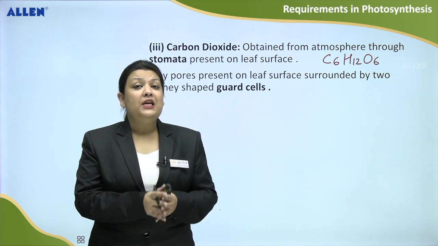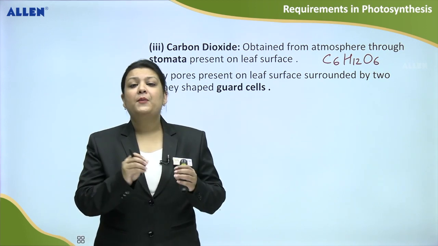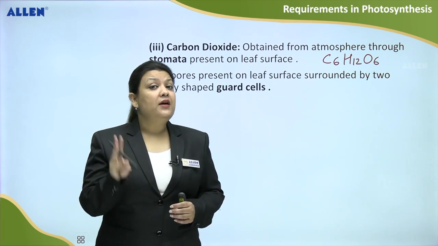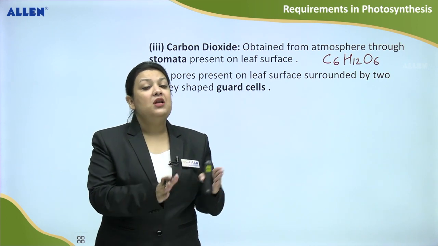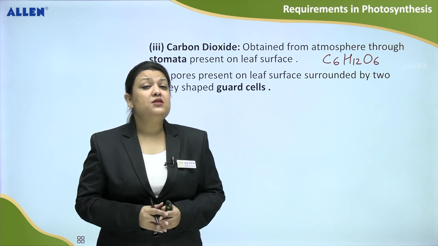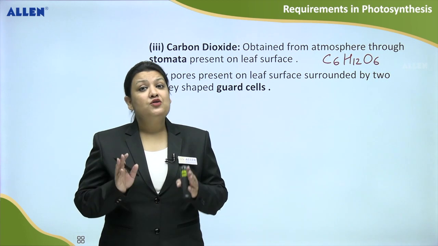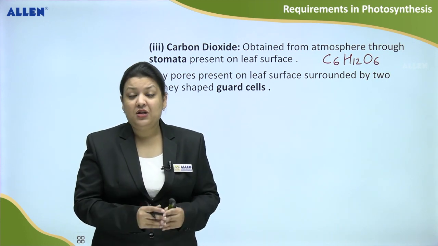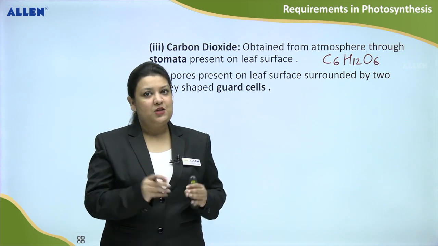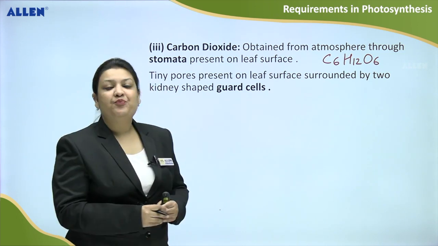So, for the formation of carbohydrate, for the formation of glucose, plant requires 3 important elements. These are carbon, hydrogen and oxygen. And what is the source of carbon and oxygen? So, for the formation of glucose, plant requires carbon and oxygen, and the source of carbon and oxygen is what? That is carbon dioxide. Is it clear to you?